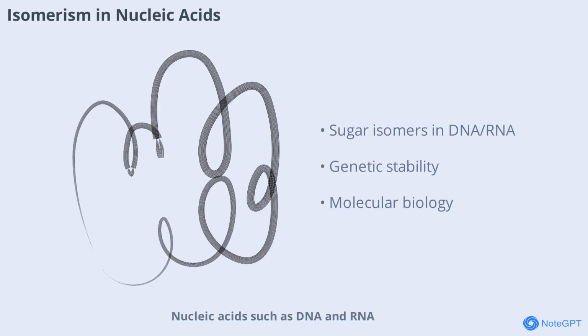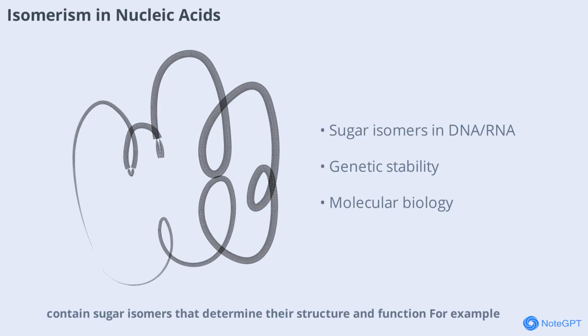Nucleic acids, such as DNA and RNA, contain sugar isomers that determine their structure and function. For example, DNA contains deoxyribose, while RNA contains ribose. Both are isomers with different properties. The arrangement of these sugars affects the stability and reactivity of genetic material, influencing how information is stored and transmitted in living organisms. Isomerism in nucleic acids is thus essential for genetics and molecular biology.